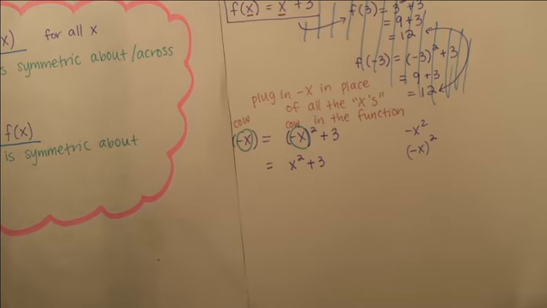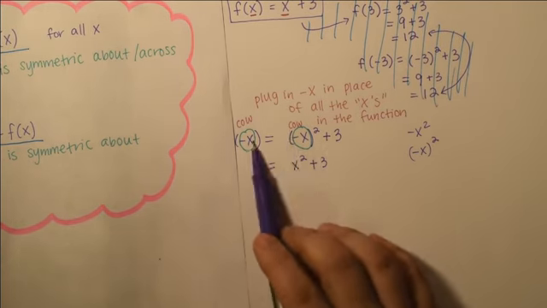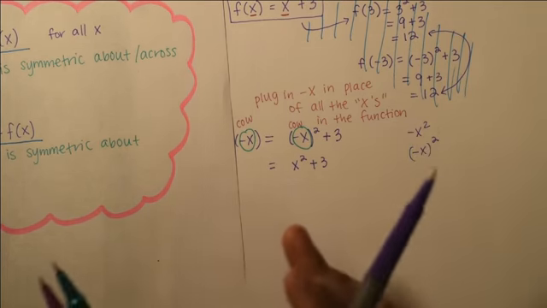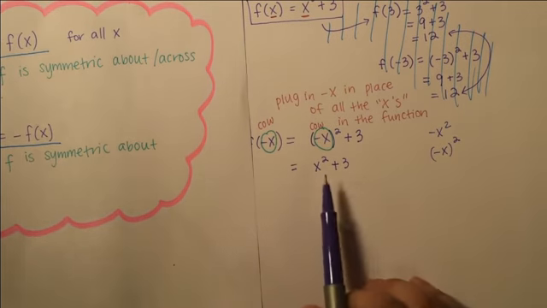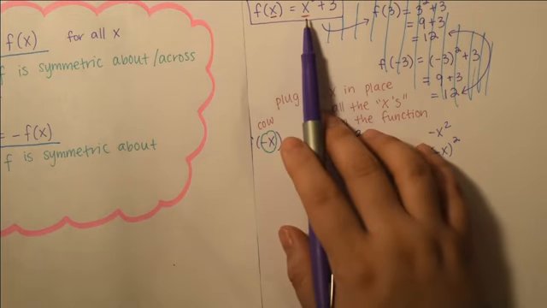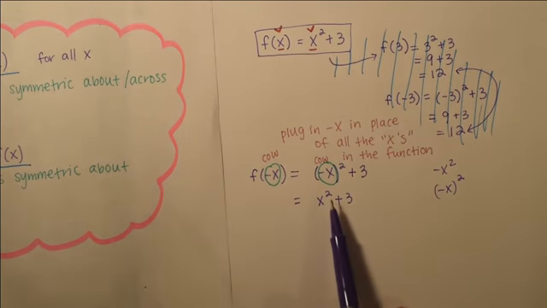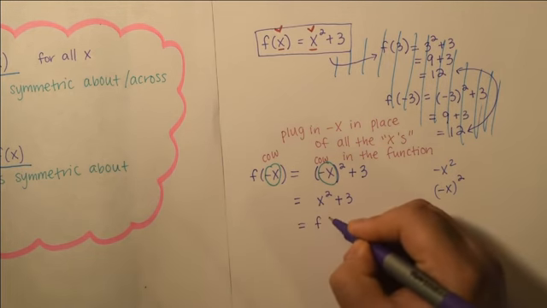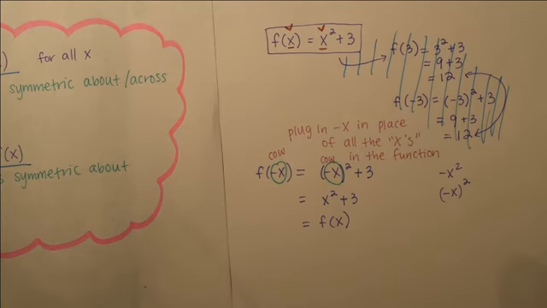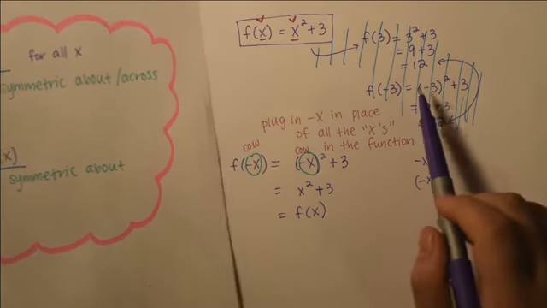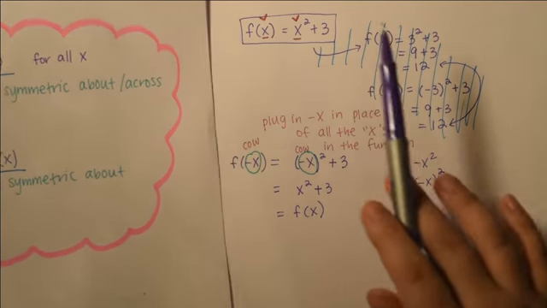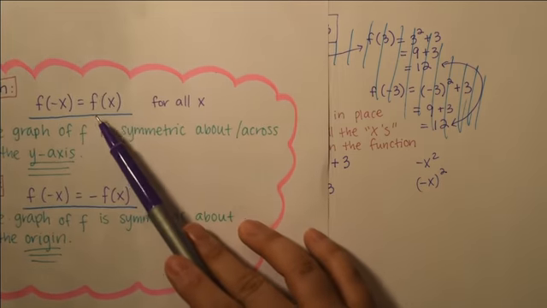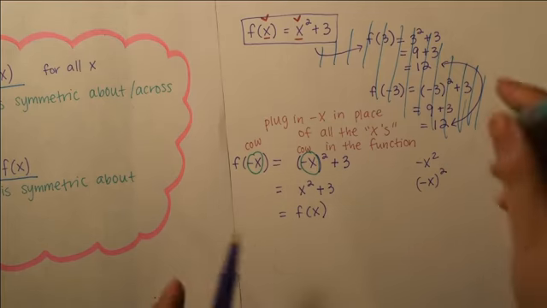And so you simplify. So I guess step 1 is plug in negative x in place of all the x's in the function. And then you simplify, and then I see that x squared plus 3 happens to equal my original function. So once I simplified this algebraically, I got x squared plus 3, which equals my f of x. So I basically just generalized the f of 3 case for all x, plug in negative x, simplified, and realized that I got the original function. So this function is even.